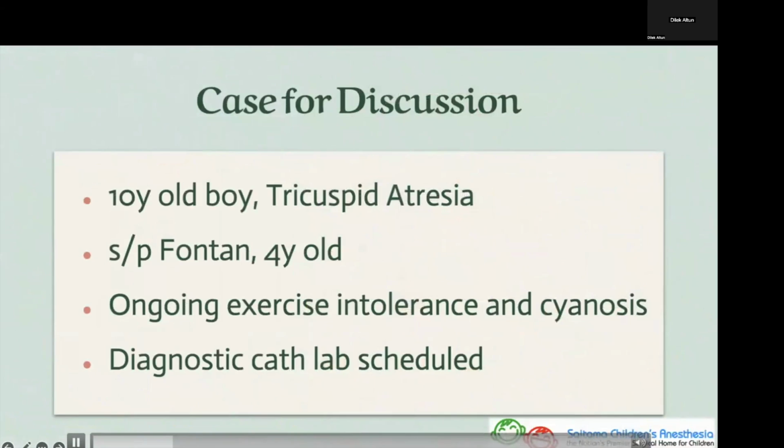We have a 10-year-old boy with a history of tricuspid atresia. He had Fontan palliation when he was 4 years old. He presents with ongoing symptoms of exercise intolerance and cyanosis, which have raised concerns about the function of his Fontan circulation. Given these symptoms, he was scheduled for a diagnostic catheterization to assess his hemodynamics and determine if any interventions are needed.